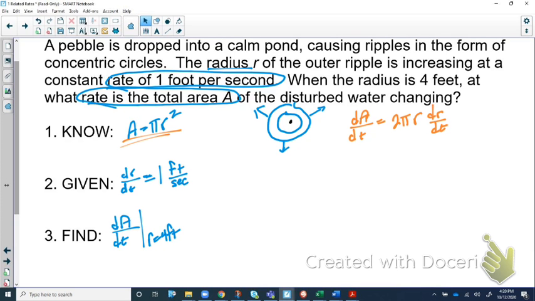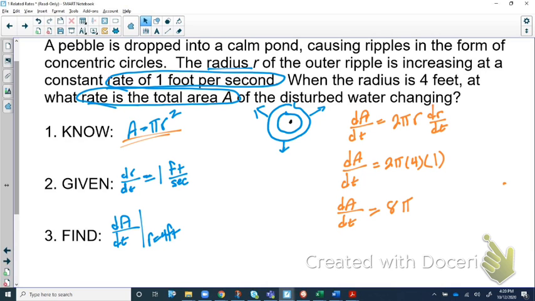Once you have the equation and you know the information that you're looking for. So we're trying to solve for dA dt, and it's already by itself, so we'll just leave it there. Here we have 2 pi, you can think of that as a constant. The radius is 4 feet, and dr dt was given to you to be 1 foot per second, so I'm going to just substitute a 1 in there. So here, dA dt would be 8 pi.